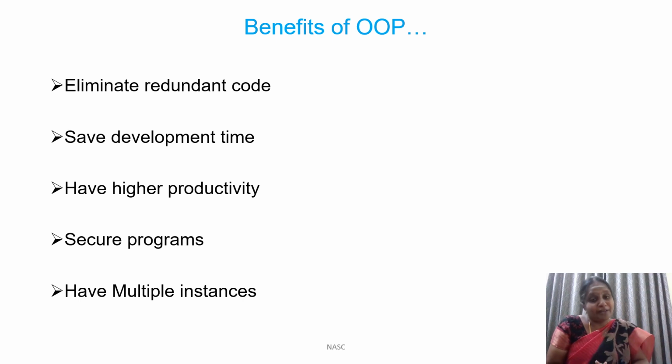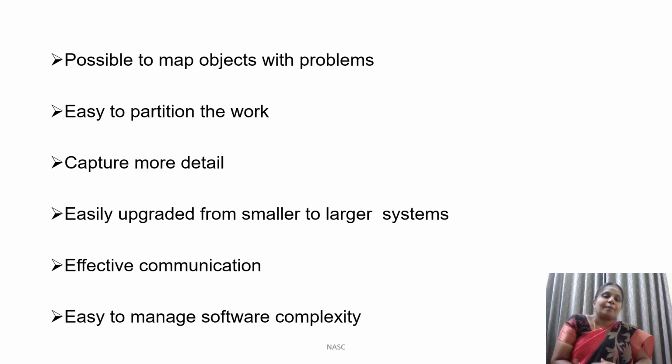So these are the various benefits of OOPS. So far we have seen 7 concepts of object-oriented programming. By that we can conclude the benefits like: eliminate the redundant code, save development time, have higher productivity, secure programs, have multiple instances, possible to map the technical object with real world problems, easy to divide the larger program into smaller parts, capture more detail, easily upgraded from smaller to larger systems, effective communication, easy to manage software complexity.